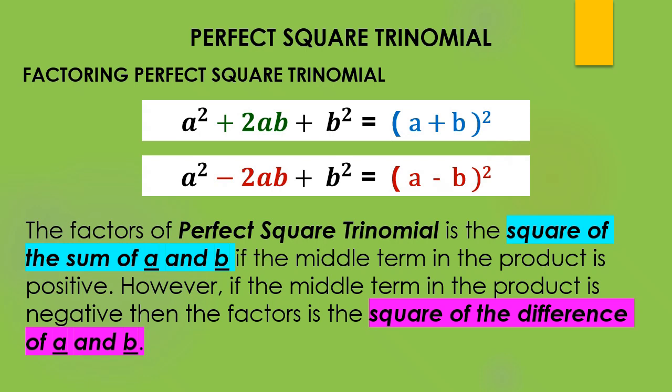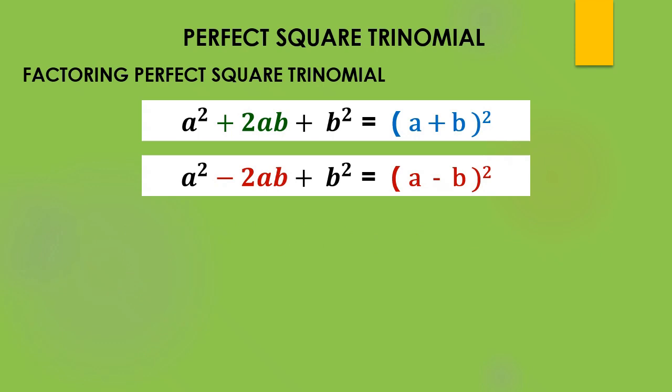So that will determine what the factor of the perfect square trinomial will be. If the middle term of the product, which is 2ab, is positive, then it is the square of the sum of a and b. If the middle term is negative, or negative 2ab, then it is the square of the difference of a and b. So that's how to factor perfect square trinomials. So let's proceed. Okay, so let's have an example.